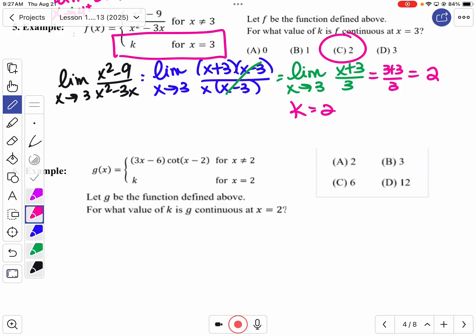It says g of x is equal to (3x minus 6) times the cotangent of (x minus 2) when x is not equal to 2, and k when x is exactly 2. So we know the function at 2 is equal to k. So what do I need to be able to figure out or to make it continuous?